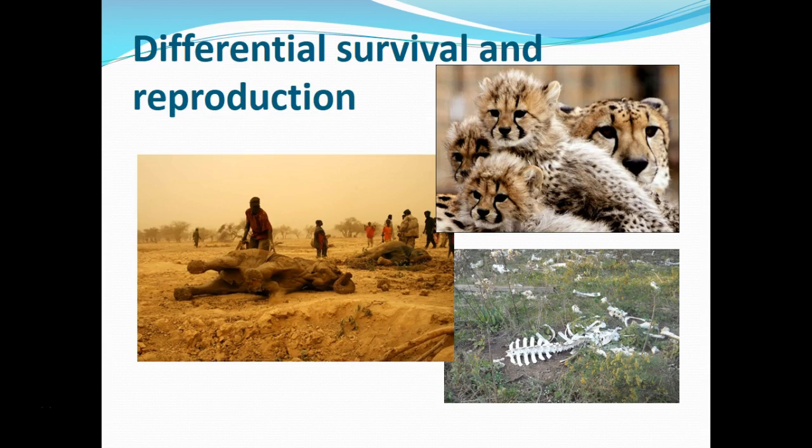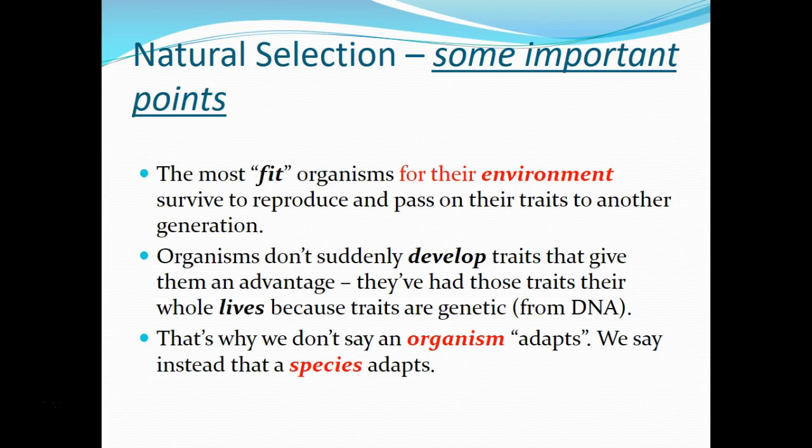That's how the population or the species changes over time. So some important points to remember. It's the most fit organisms for that particular environment at that particular time that reproduce and pass those traits on. And of course the environment can change over time, and then it's possible that those who had the best traits at that time might not be the best traits anymore, and they might need to change.